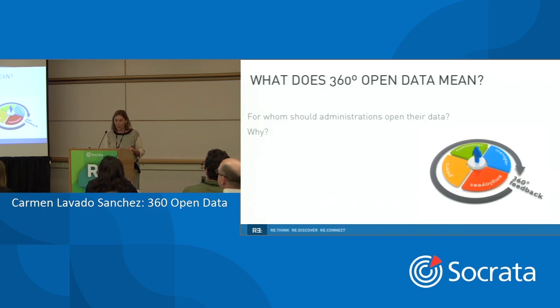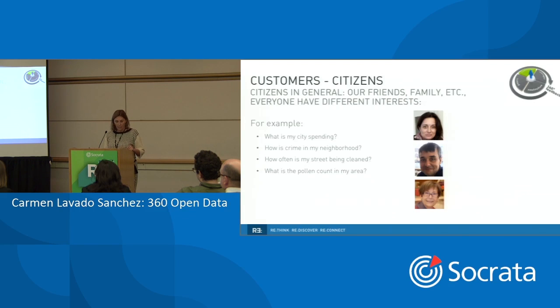My presentation is called 360 Degrees Open Data because I want to explain for whom administrations should open their data and why. I'm going to use this graph to explain the different actors that we should consider: customers, managers, employees, and peers. Let's start with customers.